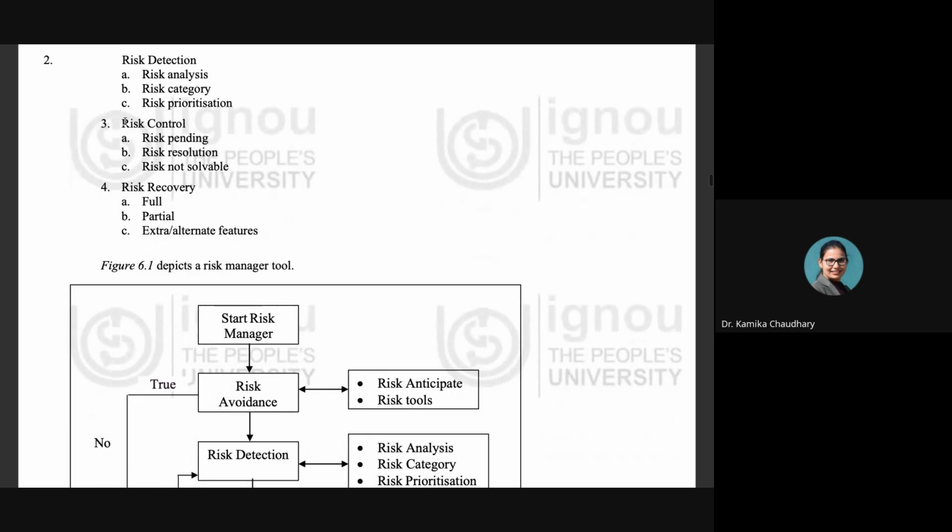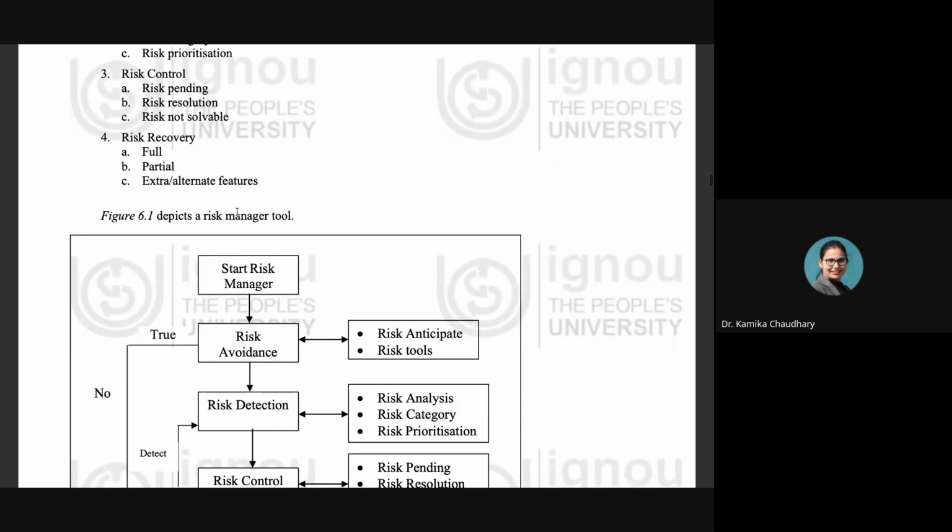What is coming under point number 3? It is risk control. The 3 points coming under this are risk pending, risk resolution, and risk not solvable. What is coming under point number 4? It is risk recovery. And what kind of recovery can be performed? It could be a full recovery, a partial recovery, or extra or alternate features of the recovery. So this is how the entire process is shown to you in the form of a picture.